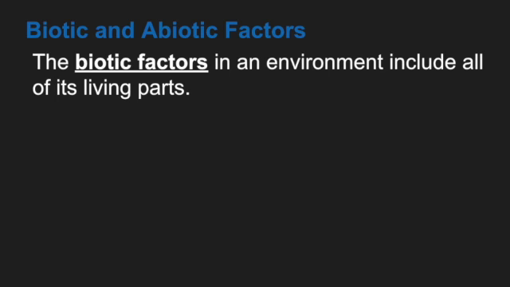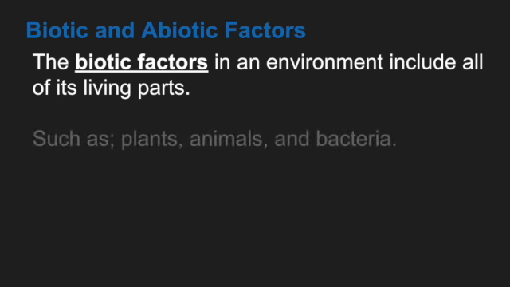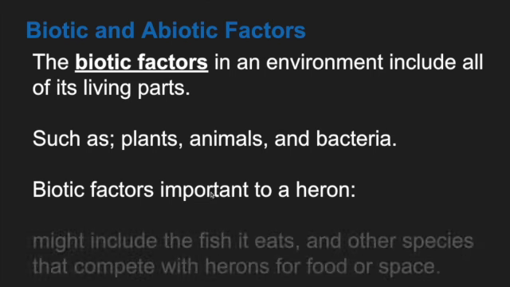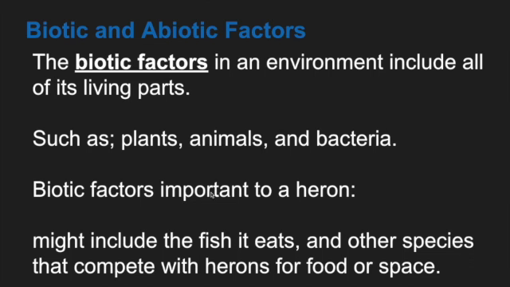So here are some definitions. Biotic factors in an environment include all of its living parts: plants, animals, bacteria. Think about some biotic factors in that picture we were just looking at. Biotic factors that are important to that heron might include the fish. It might include other species that compete with the herons for food or space.